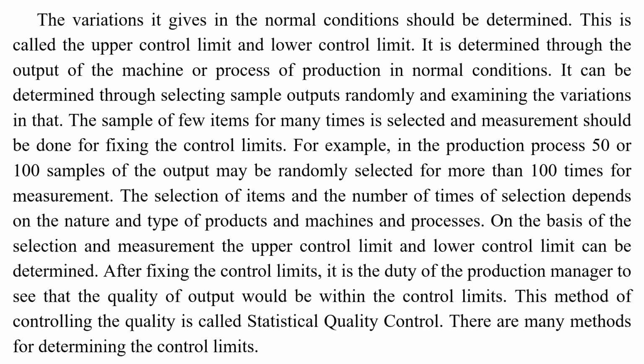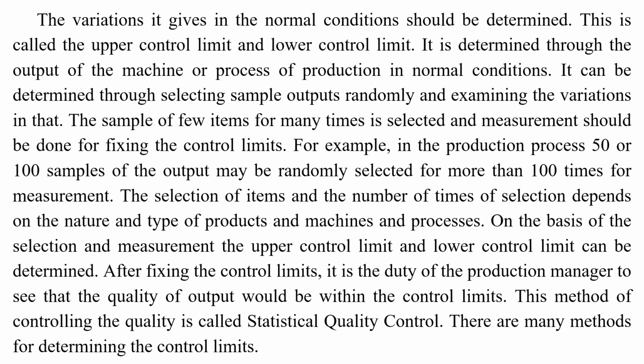The sample of few items for many times is selected and measurement should be done for fixing the control limits. For example, in the production process 50 or 100 samples of the output may be randomly selected for more than 100 times for measurement. The selection of items and the number of times of selection depends on the nature and type of products and machines and processes. On the basis of the selection and measurement, the upper control limit and lower control limit can be determined.